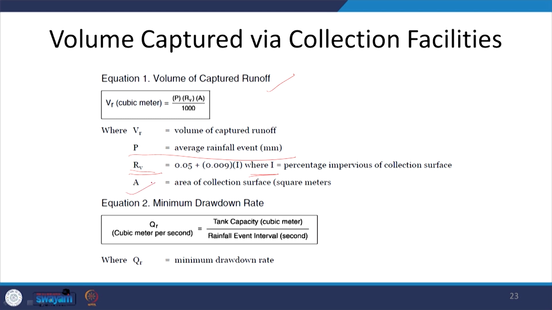And then the area of the collection surface. So, we are looking at reducing the total amount of runoff, and if there was runoff, then all of that shall be captured through the creation of a tank or a retention water body, a retention pond or any other thing.